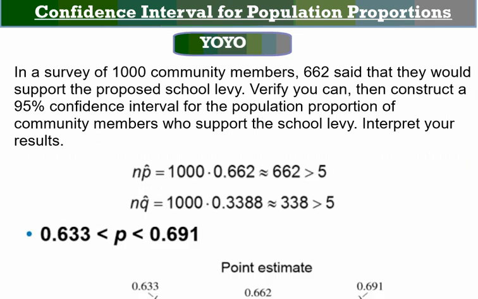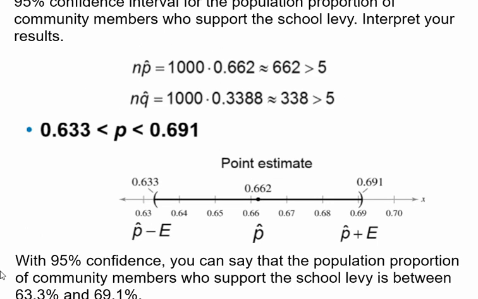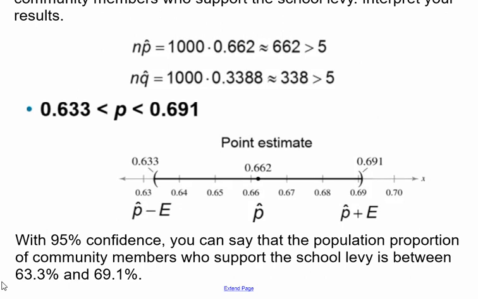Okay, this is what you should have found. You should have found n times p, well, 662, and 338 is n times q, so much bigger than 5. You run the confidence interval, and you'll get the confidence interval is between 63% and 69%, so looks pretty good to pass if you were on that committee. If you were on that committee and you got something like 43 to 49%, you might want to start knocking doors and talking, because that's below 50%. So this gives people an idea of where they're at before the actual election.